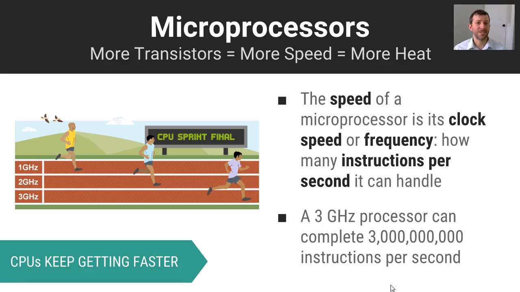Over time, companies like Intel and AMD found ways to put more and more transistors on a chip, and the more transistors, the more power. When it comes to microprocessors, their speed is measured in what we call clock speed or frequency. You may have heard things like 1 gigahertz, 2 gigahertz, 3 gigahertz. Well, a 3 gigahertz processor can calculate 3 billion instructions per second, and they keep getting faster all the time.